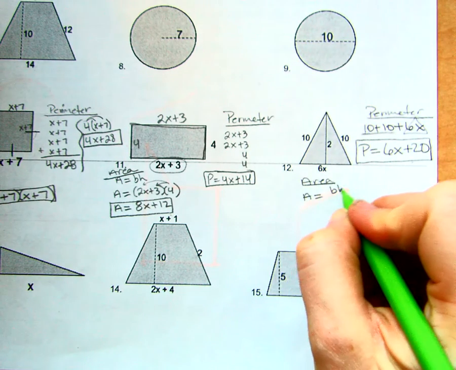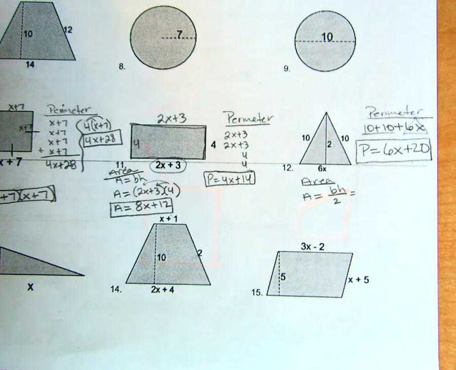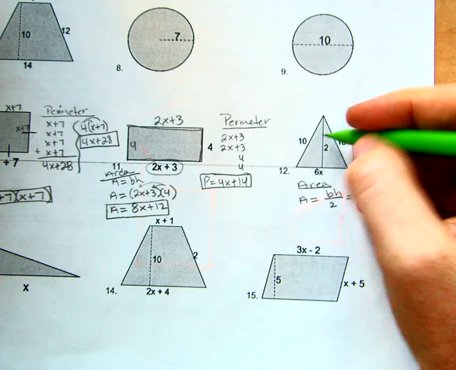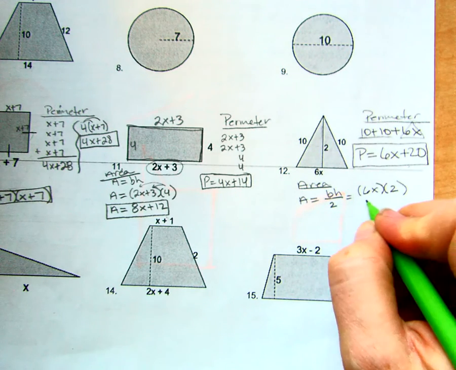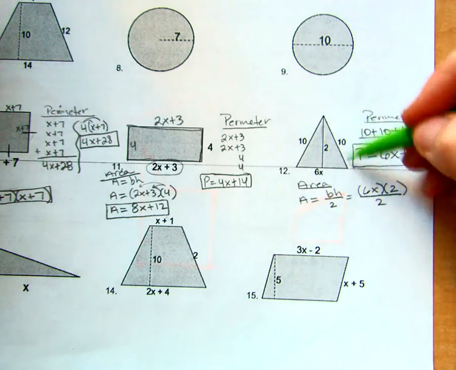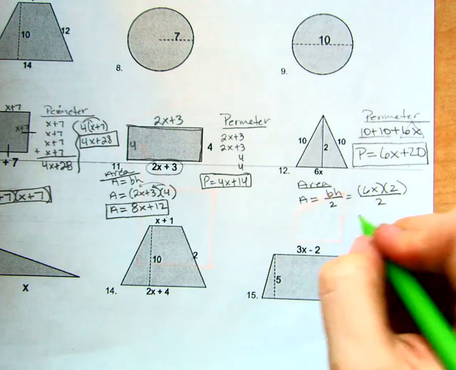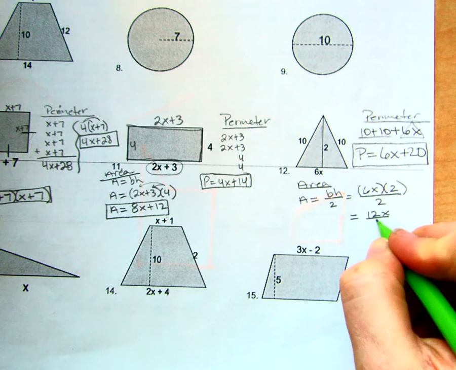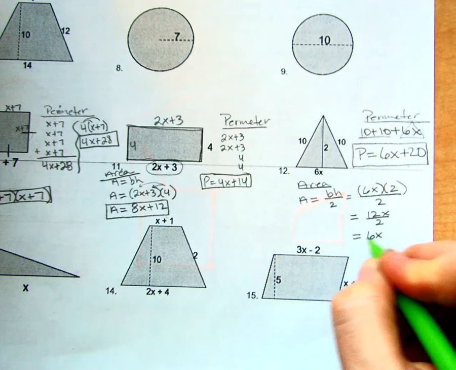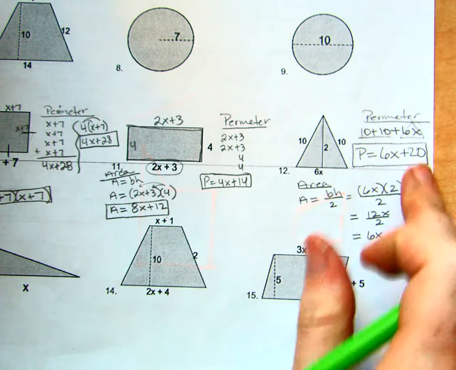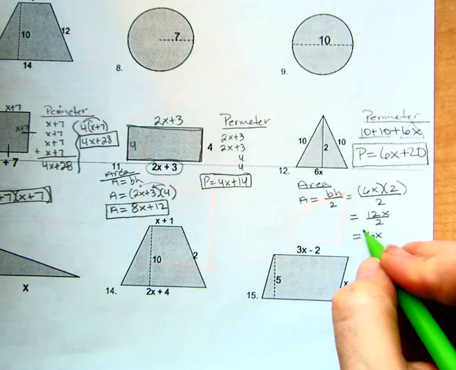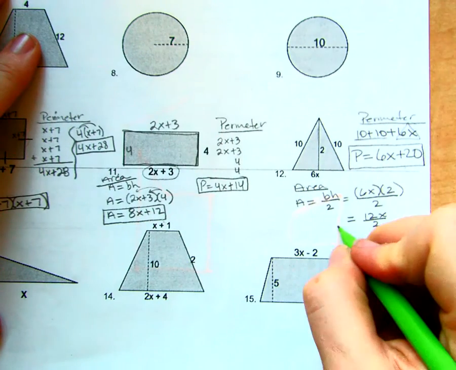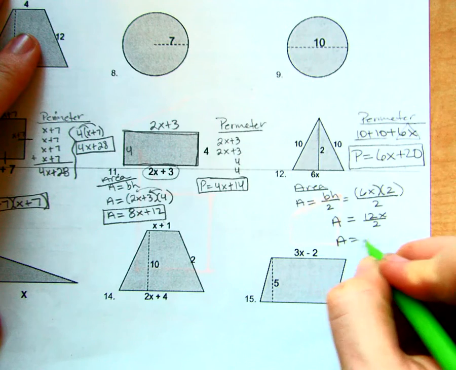Remember, area for a triangle is base times height divided by 2. I'll go this way for space's sake. So my base is 6x, and my height is 2, and then divide by 2. Notice that these diagonal side lengths are not part of the area formula. So 6x times 2 is 12x, and then 12 divided by 2 is back to 6x. I could have just divided out these 2's right here, because 2 divided by 2 is 1, and they would have gone away at that point. But it's okay if you don't do that. All right, so area is equal to 6x.